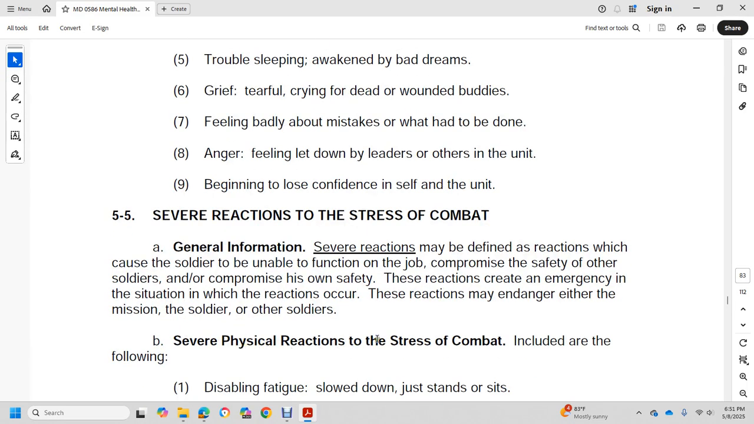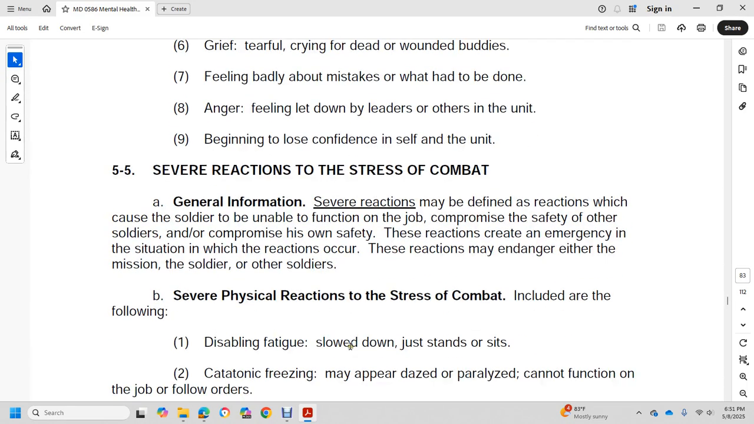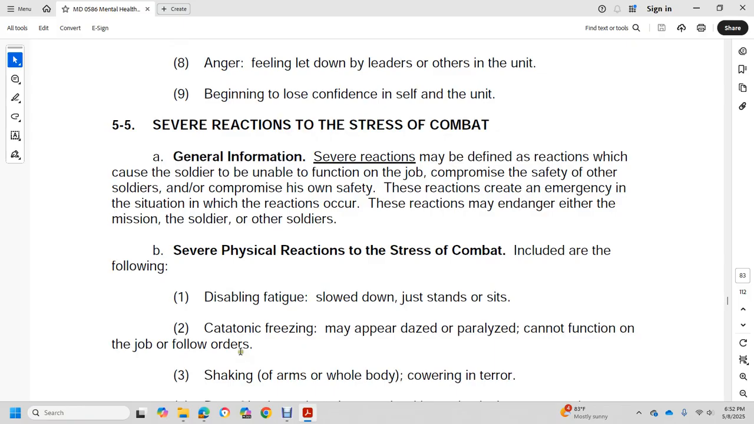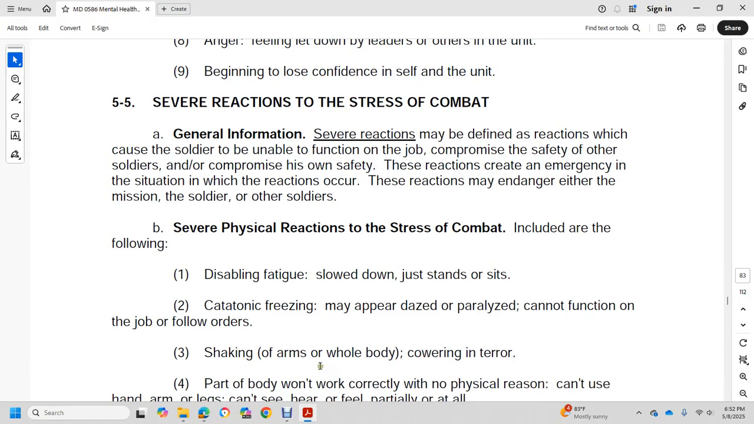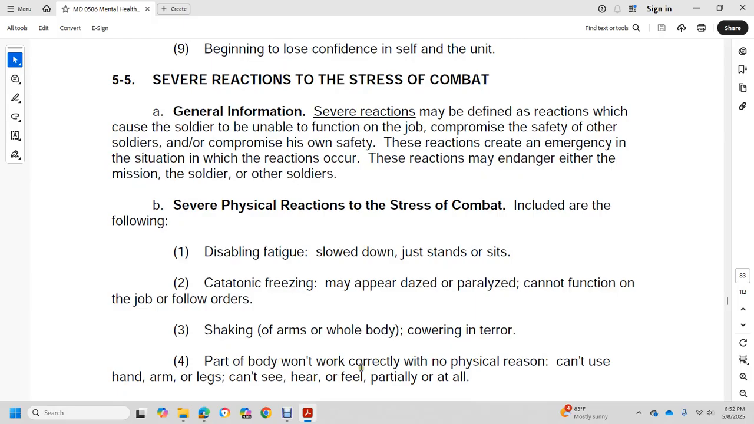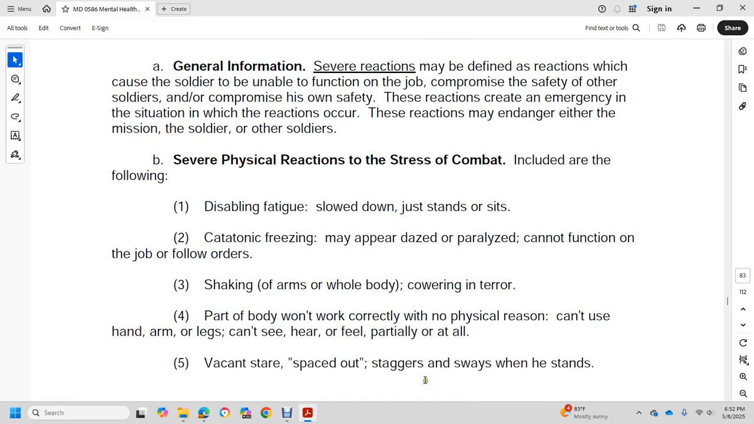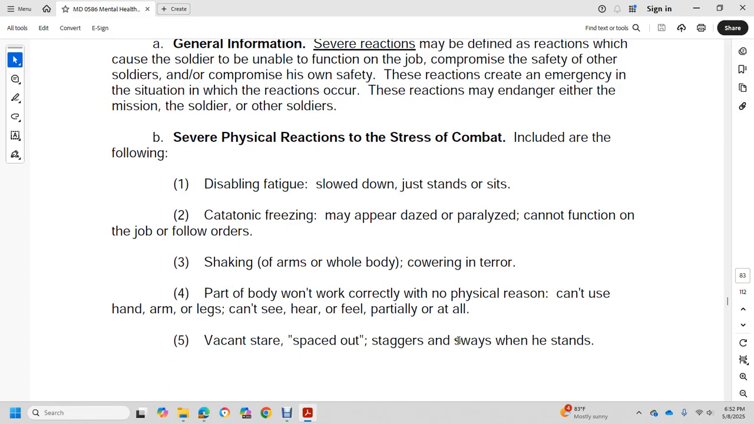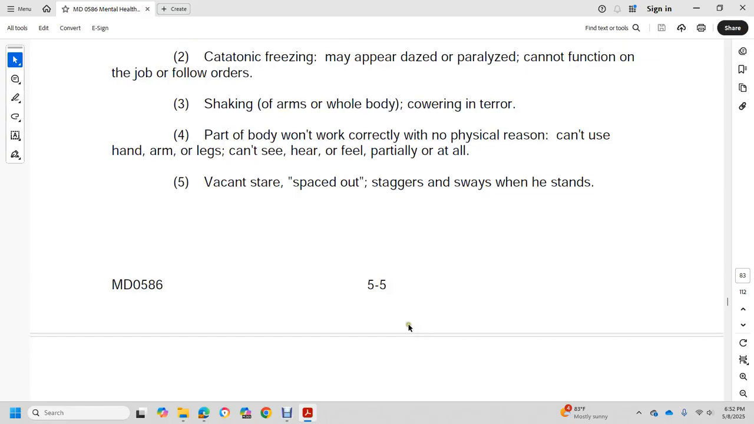Severe physical reactions to combat stress include the following: disabling fatigue, slowing down, just standing or sitting, catatonic freezing, appearing dazed and paralyzed, being unable to function on the job or follow orders, shaking of the arms or whole body, cowering in terror. Parts of the body do not work correctly with no physical reason: can't use hand, arm, or legs, and can't see, hear, or feel, partially or at all. Vacant stare, spaced out, staggering, swaying when he stands.